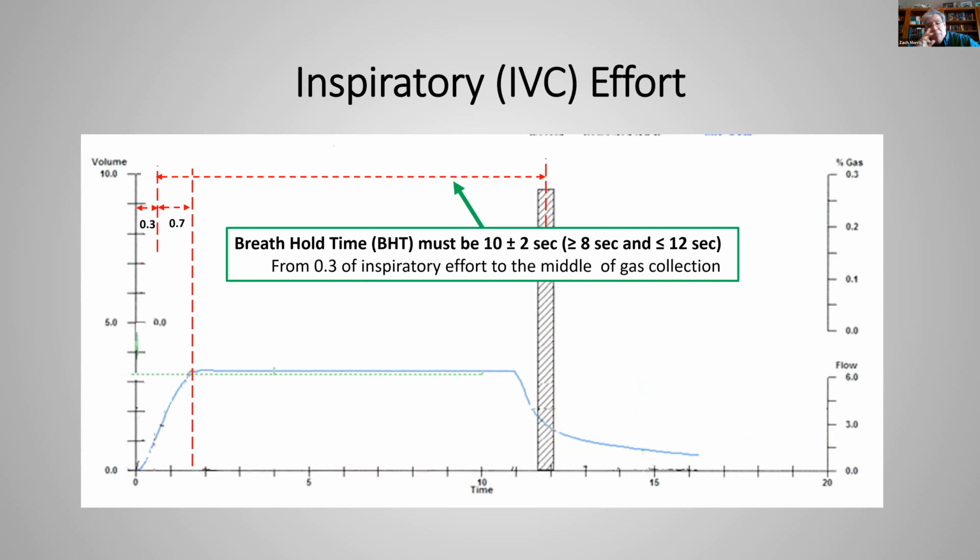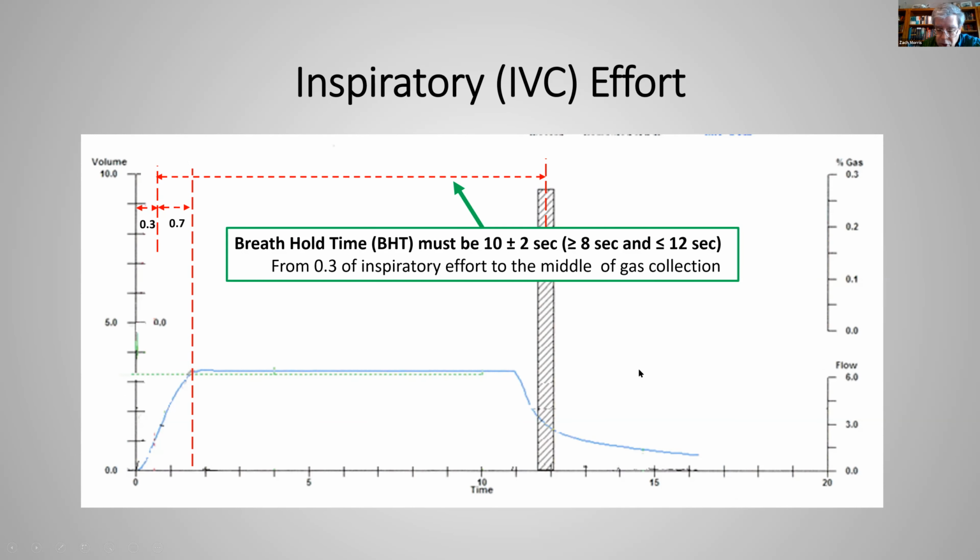And then the breath hold time is measured using this tracing also. The breath hold time is very important because it's required. It must be 10 seconds plus or minus 2 seconds, or in other words, between 8 and 12 seconds. How you measure the breath hold time is done by the computers here. You start at 0.3 into the inspiratory effort, so you're including 70% of the inspiratory effort, and you measure to the middle of the gas collection time on expiration. Not the beginning, not the end, but the middle of the gas collection time.